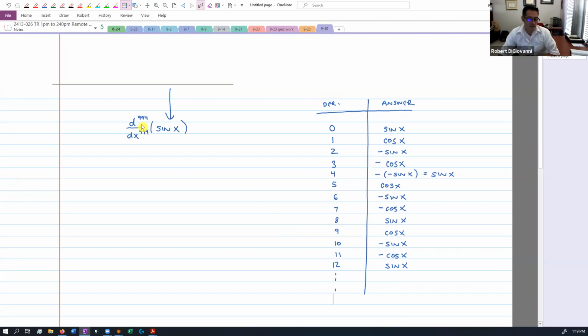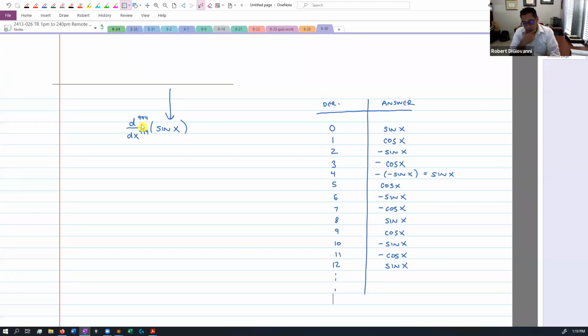The question is, what is the 994th derivative? There's a lot of different ways to go about this, but I'm going to try and explain to you the way that I think is most beneficial, especially if you're a computer science major. This is a good thing to know about if you don't already know about it.